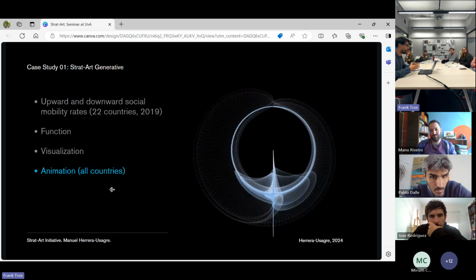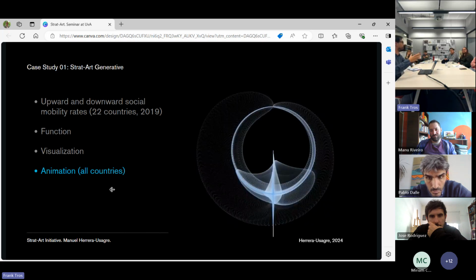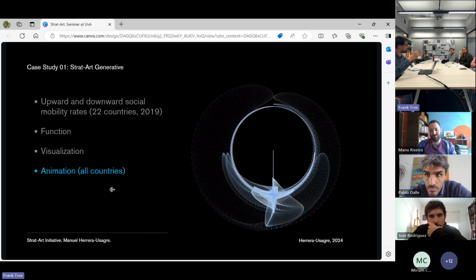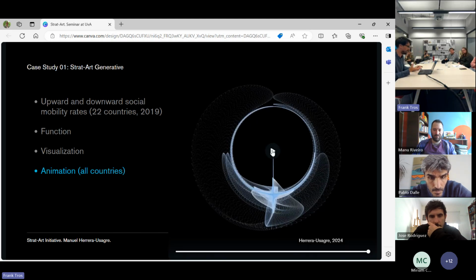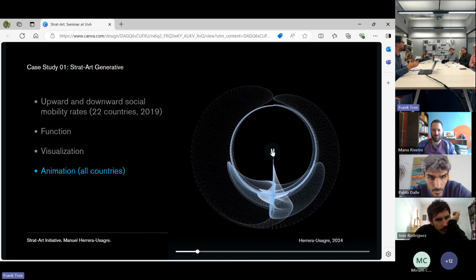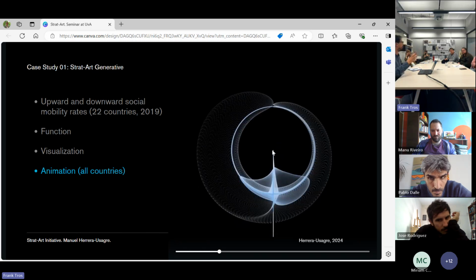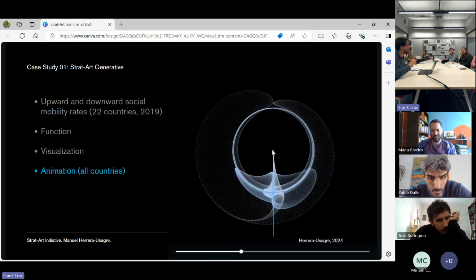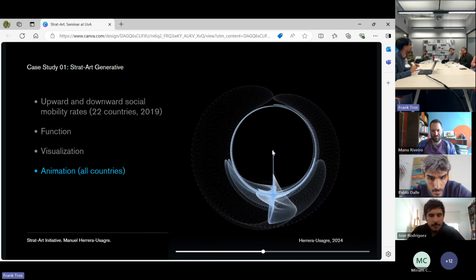What it's showing is countries that are really open and countries that are really closed. The more open the artifact is, the more it means countries like Uruguay, which has higher upward social mobility and lower downward social mobility. But when we see the animation collapsing, those are countries which have lower upward social mobility and higher downward social mobility.